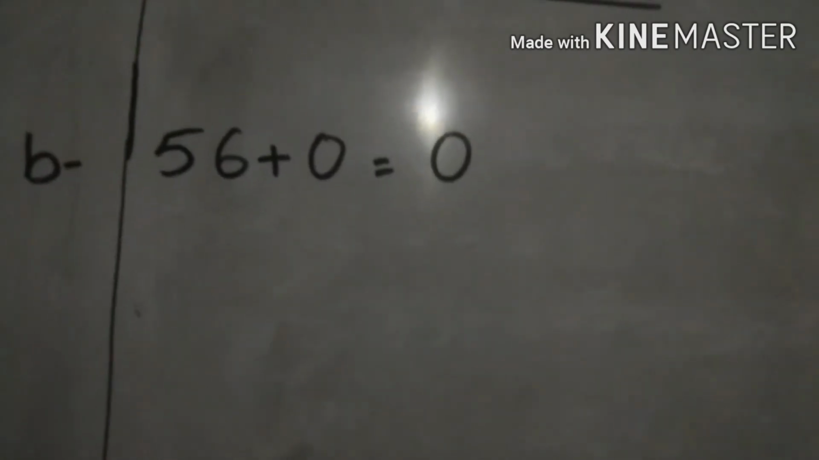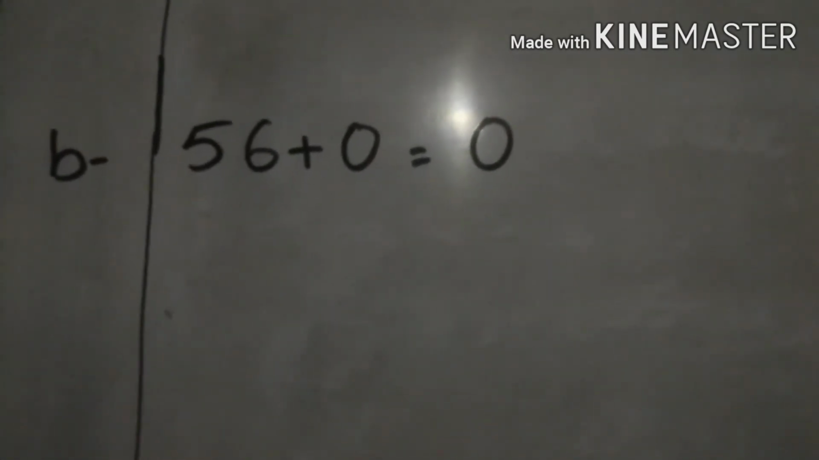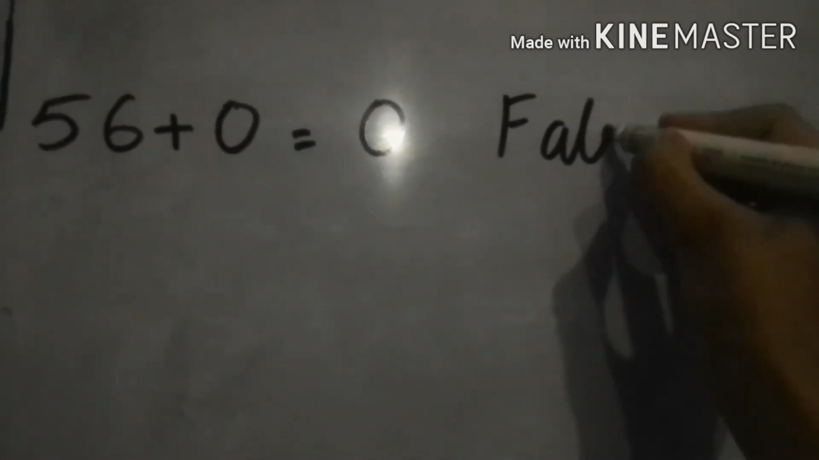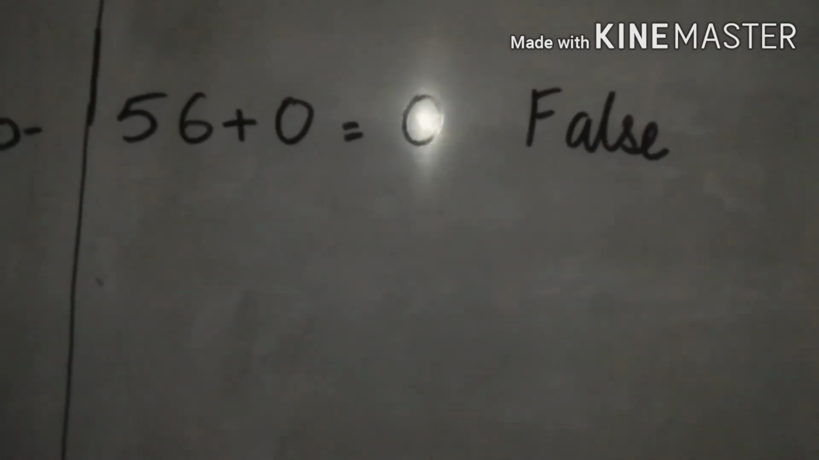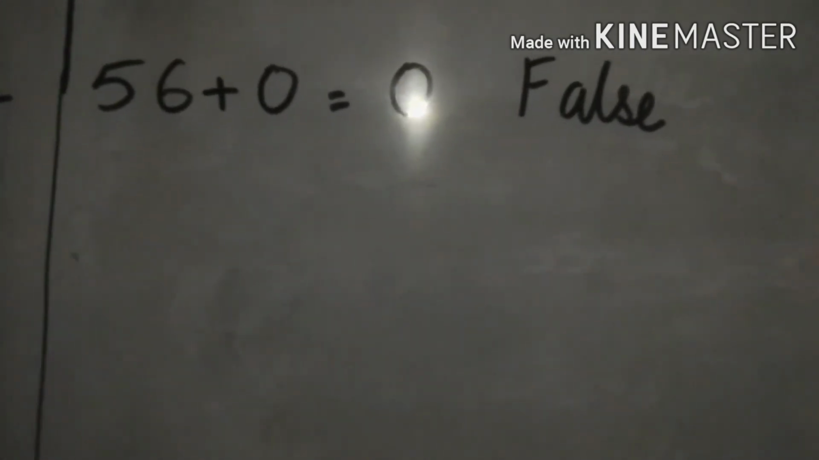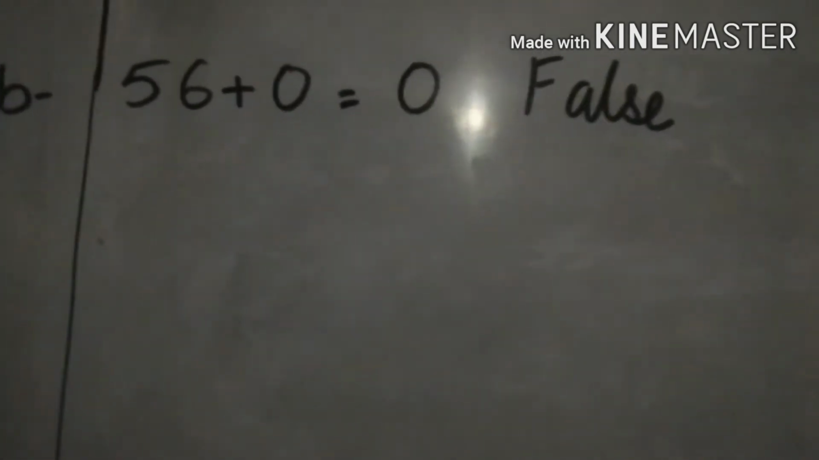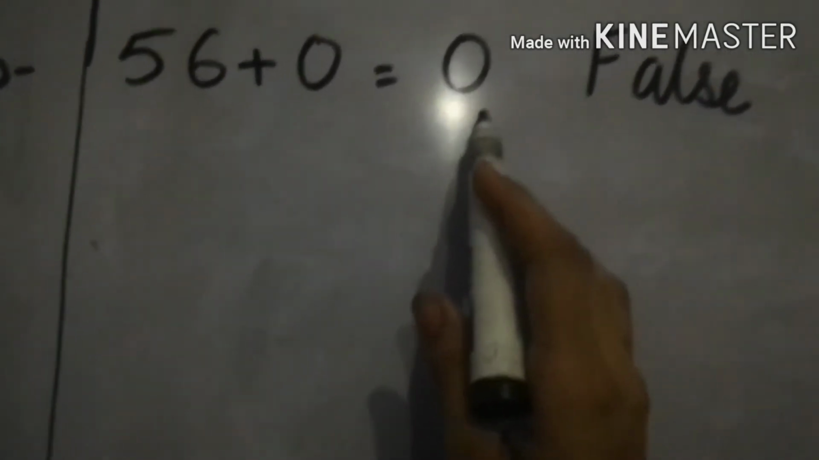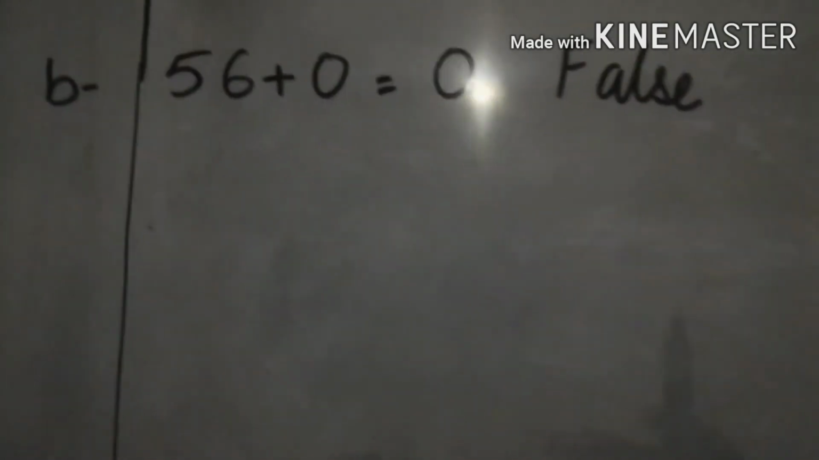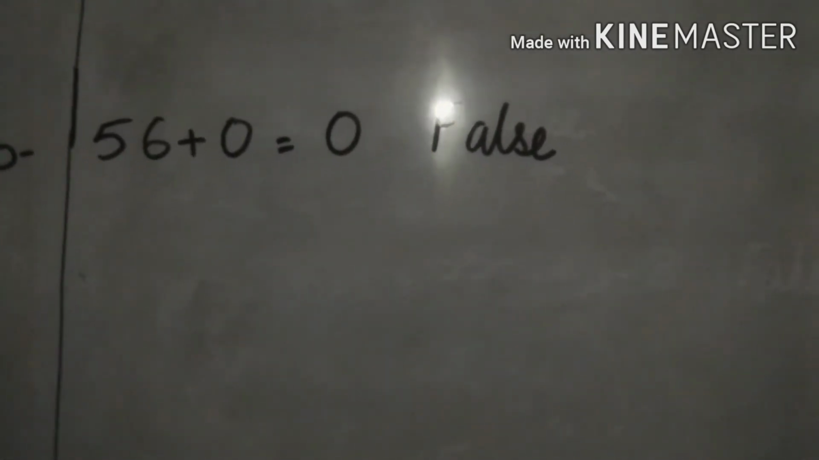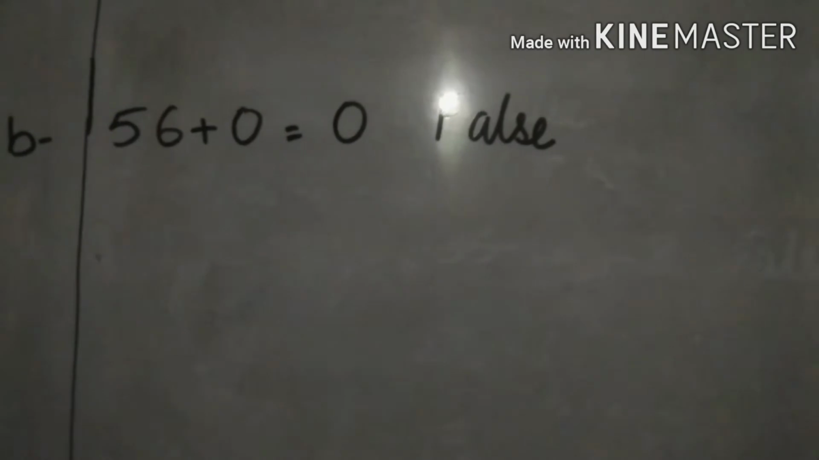Part B is 56 plus 0 is equal to 0. This statement is also false, because by adding or subtracting 0 into any number does not change its identity. If we add 56 into 0, the answer will be 56. So this statement is false. In the same way, all the parts of this question will be solved.